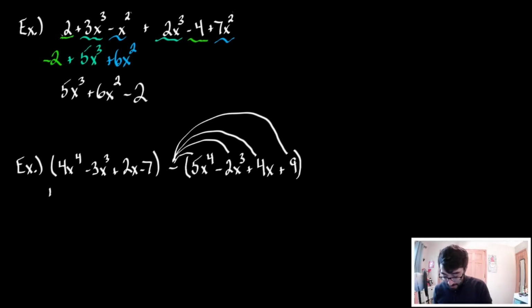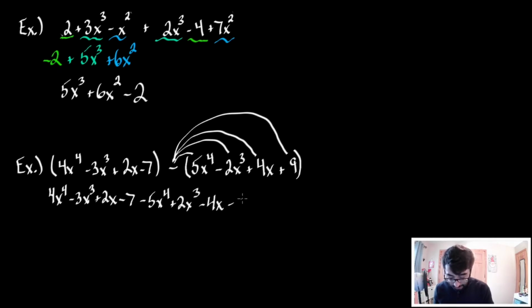So I'm going to bring down everything in my first polynomial here because this one did not have a negative out in front of it. So none of these terms are going to change just yet. So I'm going to bring down all of these. And then I'm going to distribute this minus, this negative, to everything in this polynomial because we are subtracting this polynomial, so we need to switch the sign. So this is going to now be -5x to the fourth, positive 2x cubed, -4x, and -9. And from here, we can go ahead and combine like terms.